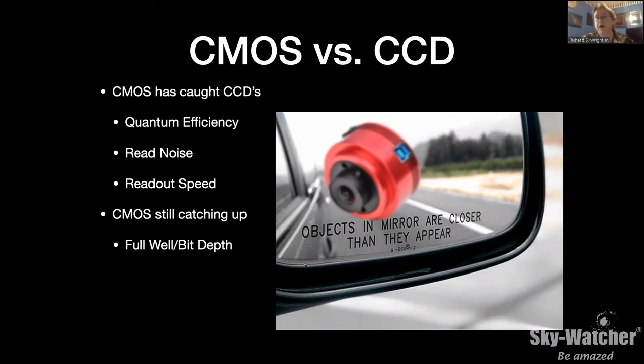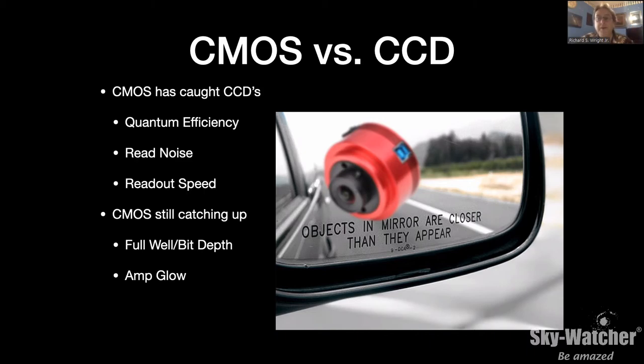It's not as good as my 100,000 full well capacity on one of my CCDs, but it's pretty competitive. At a certain point, you're paying a lot of extra money for only maybe 10% more performance. And I would say maybe a year from now, I might not be saying that CMOS is still catching up in this area.